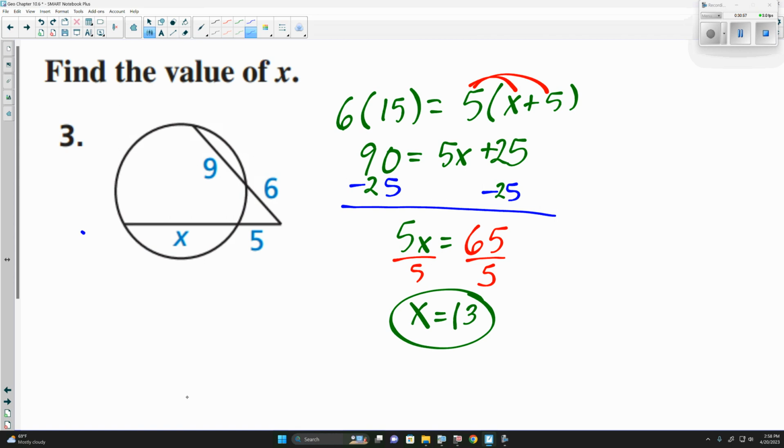Minus 25. Divided by 5 is 13. Okay. Yep, that works.